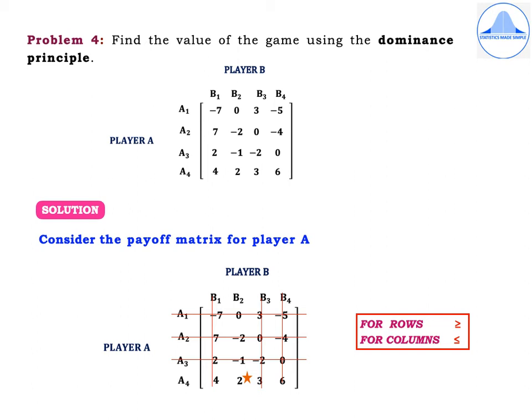Now compare A4 with A3. 4 is greater than 2. 2 is greater than minus 1. 3 is greater than minus 2. 6 is greater than 0. So A4 dominates A3. Delete A3.